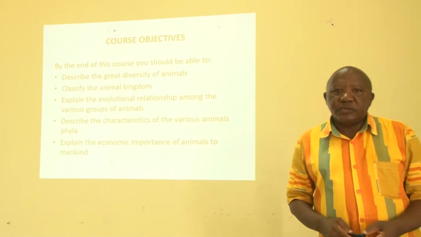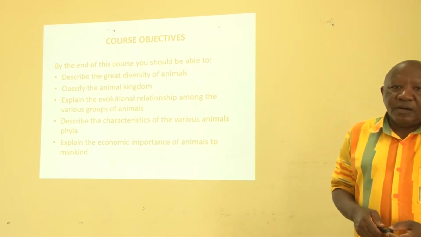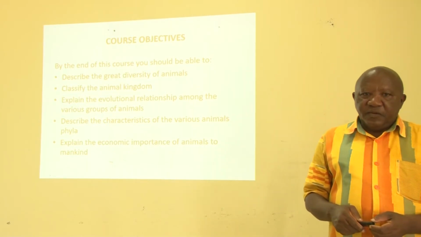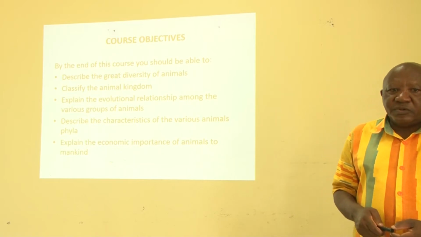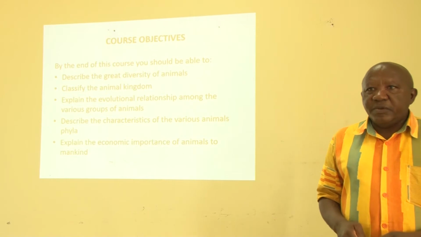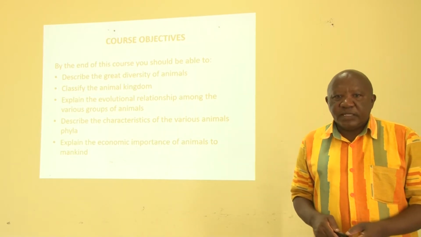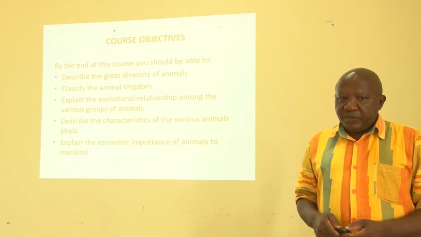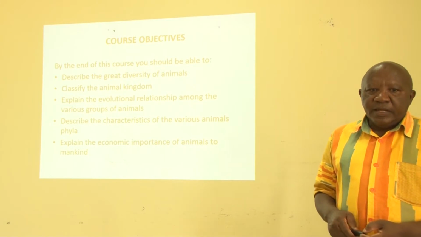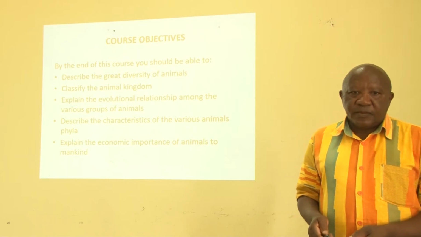Now we are going to learn about the objectives of this course. By the end of the course, you should be able to describe the diversity of animals, classify the animal kingdom, explain the evolutionary relationship among the various groups of animals, describe the characteristics of the various animal phyla, and explain the economic importance of animals to mankind.